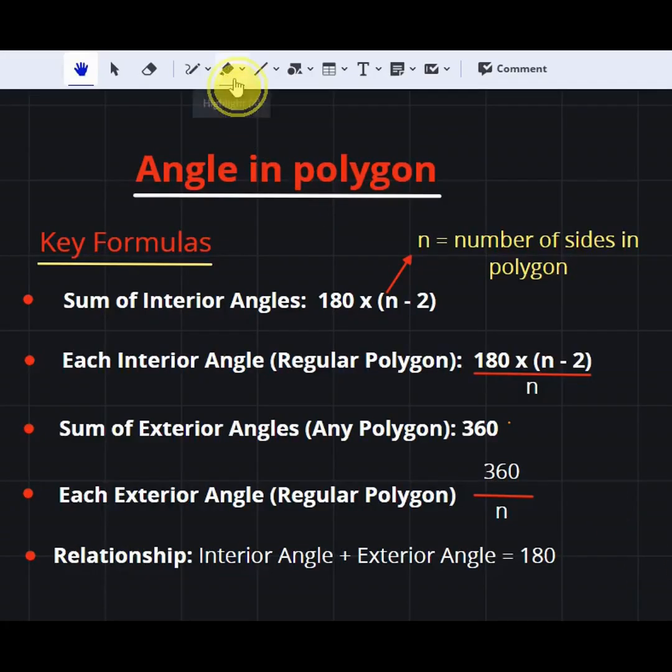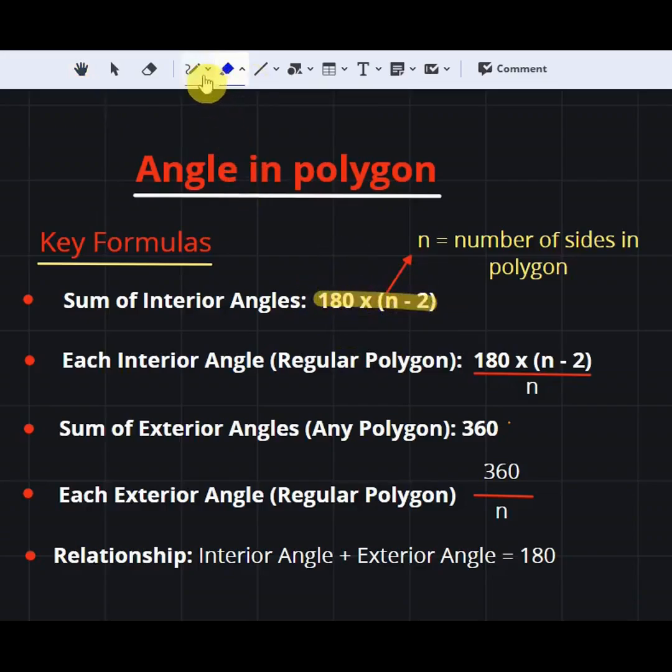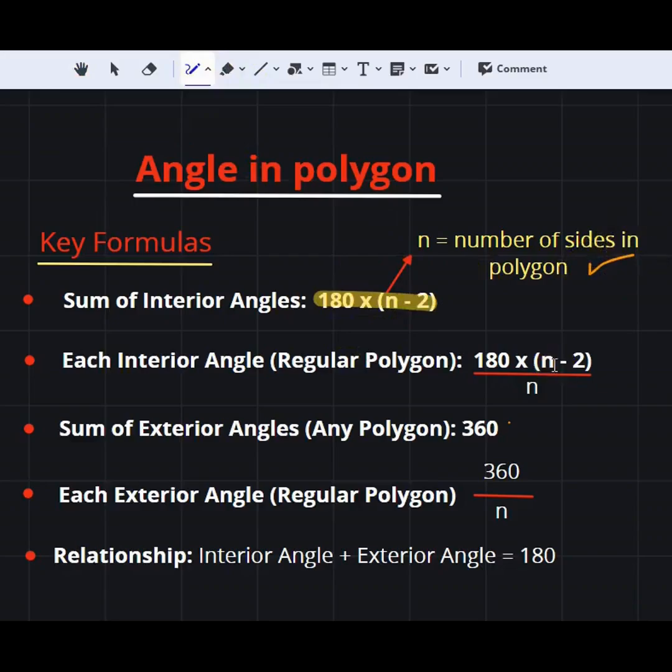180 times n minus 2 is used to find the sum of the interior angles inside any polygon, where n represents the number of sides in a polygon. I can find each interior angle by dividing 180 times n minus 2 by n, where 180 times n minus 2 gives you the sum of the interior angles, and dividing it by the number of sides gives each interior angle.